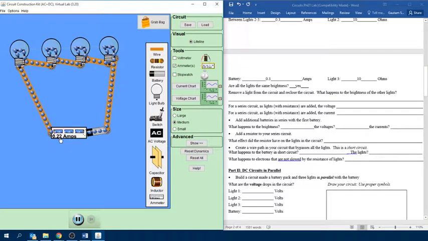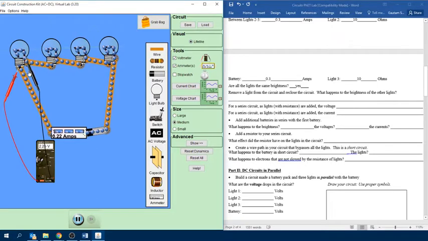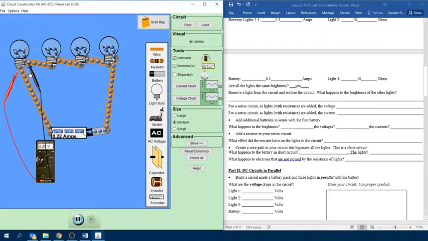Now my amperage has gone down to 0.22, so from 0.3 to 0.22. Once again, I've fractionally divided it out some more. So the current's dropped. Let's take a look at the voltages. The voltage dropped again to 2.25.